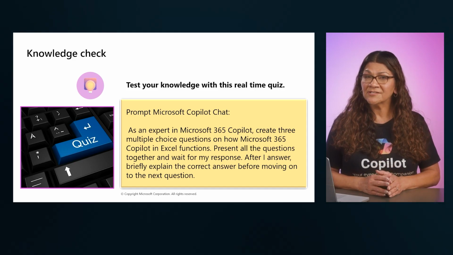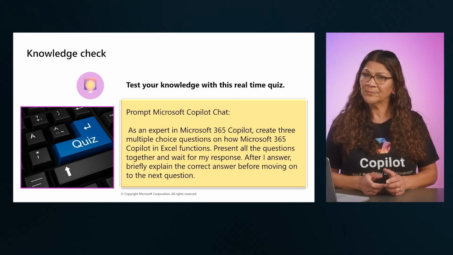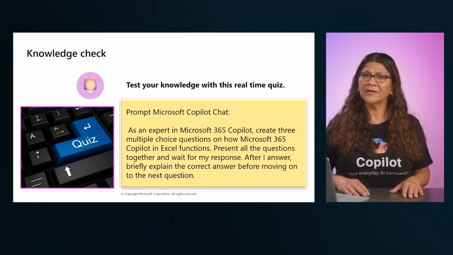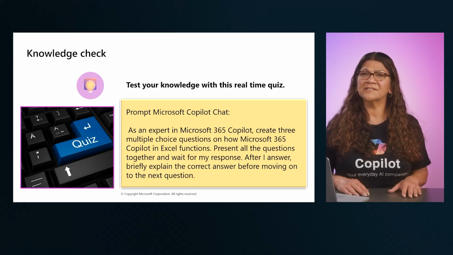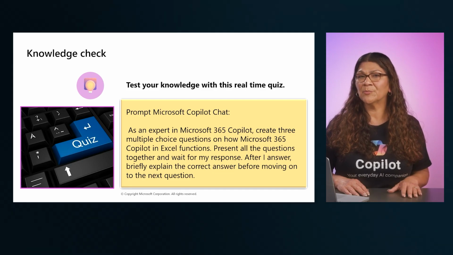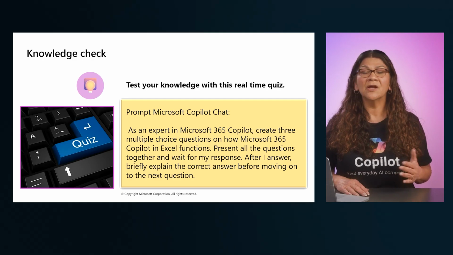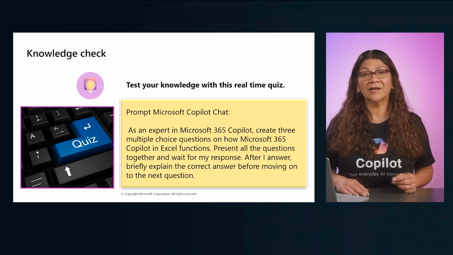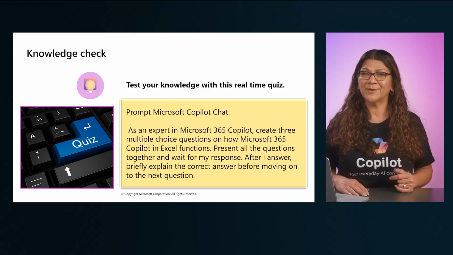You may also get started by using the prompt here. As an expert in Microsoft 365 Copilot, create 3 multiple choice questions on how Microsoft 365 Copilot in Excel functions. Present all the questions together and wait for my response. After I answer, briefly explain the correct answer before moving on to the next question.